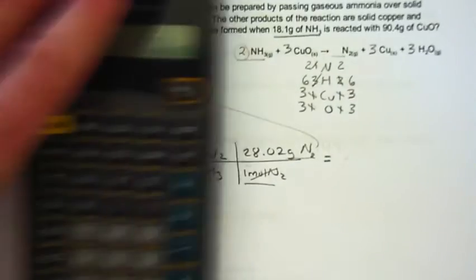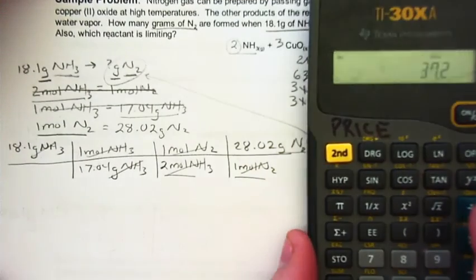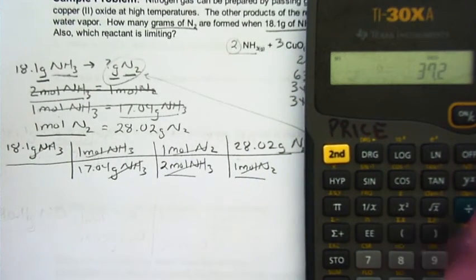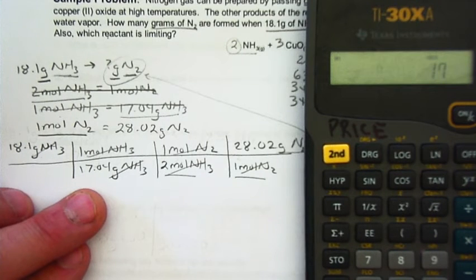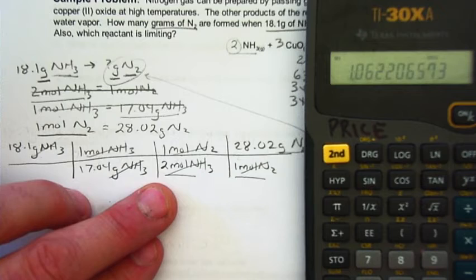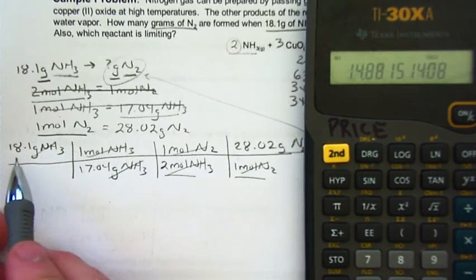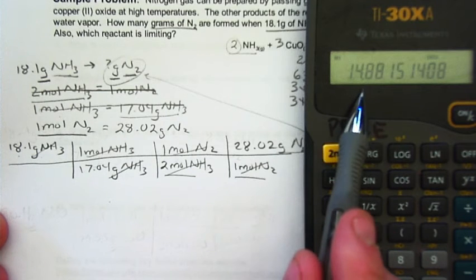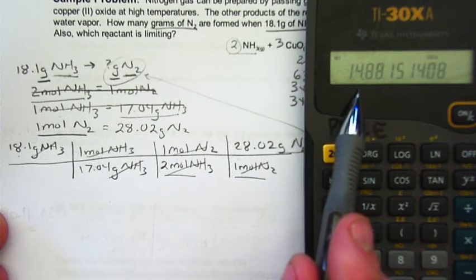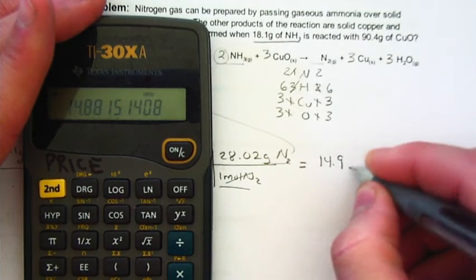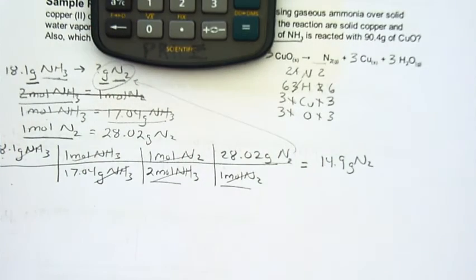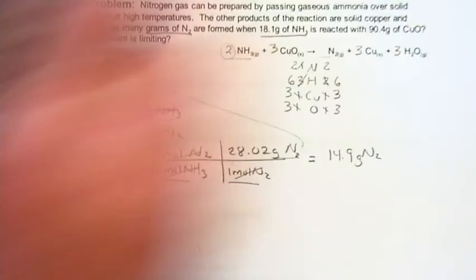So, on my handy-dandy calculator, I simply go 18.1 divided by 17.04 divided by 2 times 28.02 equals, and since there are 3 significant figures here, I round this off to 3 significant figures, so 14.88 becomes 14.9. So that's 14.9 grams of nitrogen. Now, I need to do the same thing again, but this time I have a different starting point.